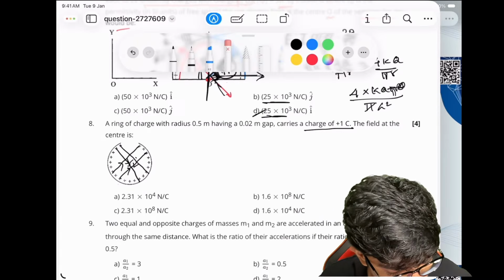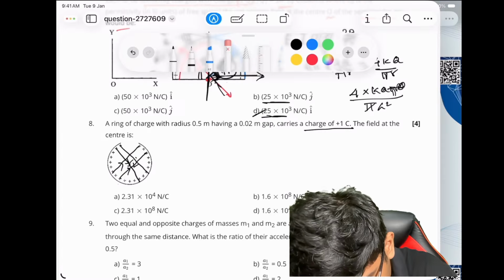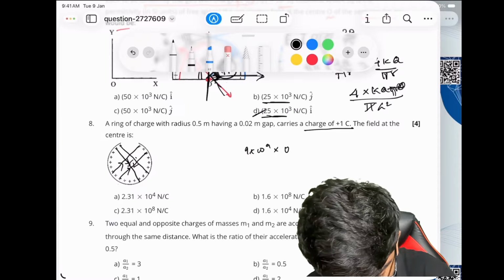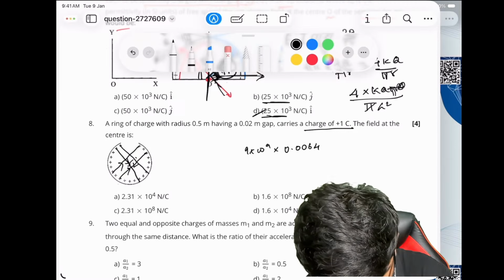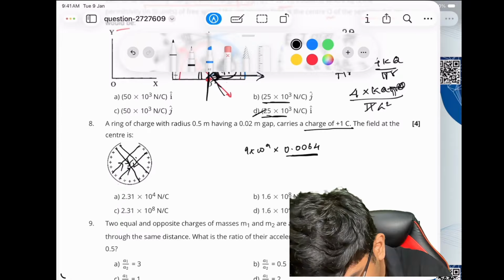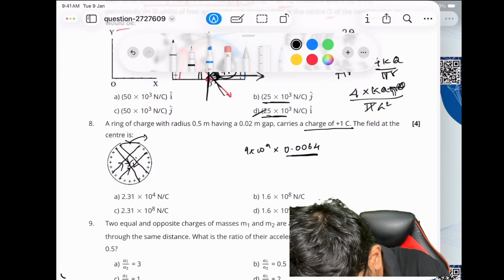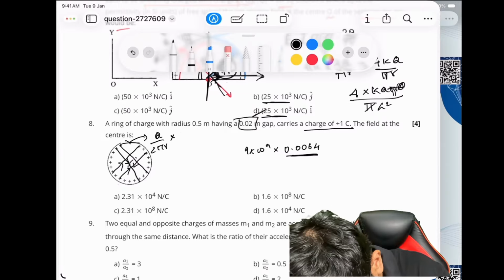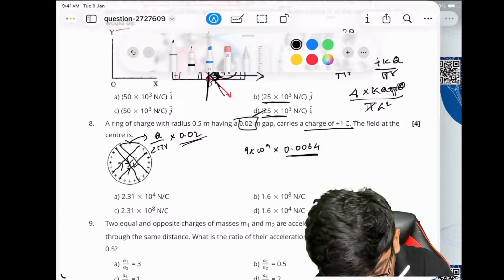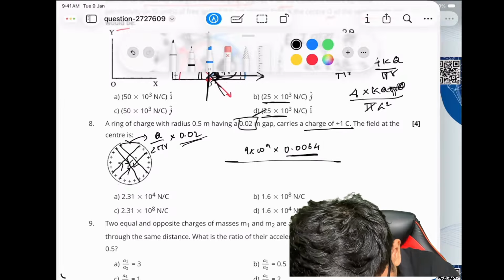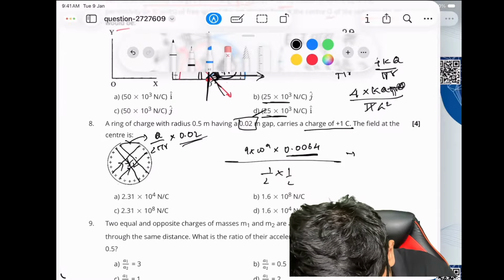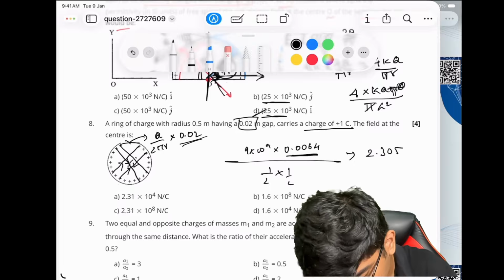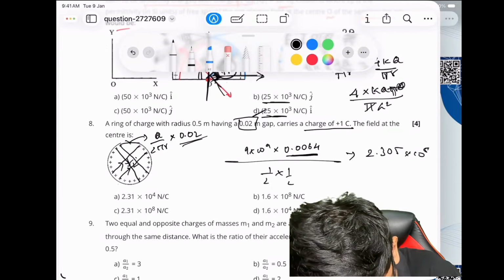9 into 10 power 9 into 10 power 9 into 0.0064, which is nothing but charge of this gap. எப்படி கண்டுபிடிச்சேன்? q by 2 pi r into, fine, okay, divided by r square. R square is nothing but 1 by 2 into 1 by 2. So solve panna, you'll get answer to be 2.305 into 10 power 8.